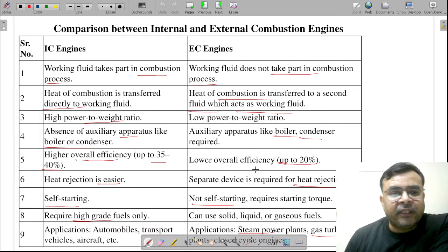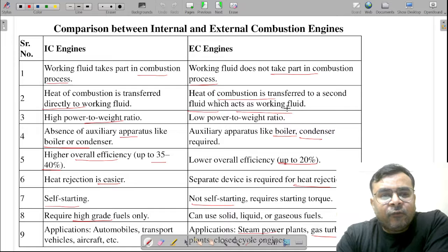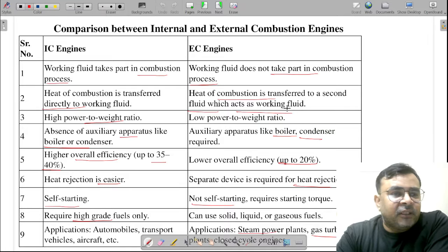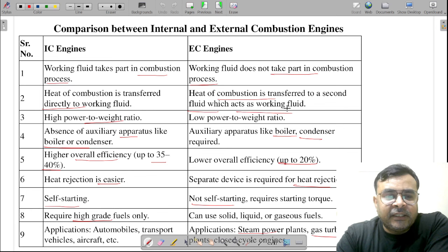Okay. So thank you. And of course, this is the introductory part where you see what is an IC engine, what is an EC engine, what is the difference between IC engine and EC engine, what are the applications, advantages, disadvantages. Okay. So I hope you will understand this basic fundamental of IC engine.